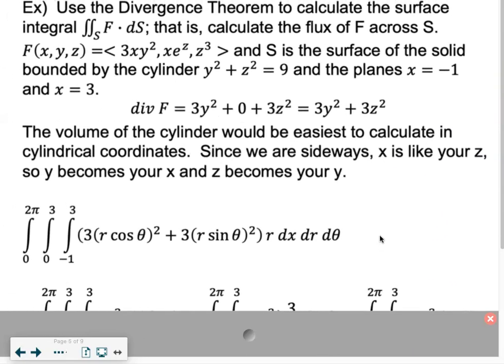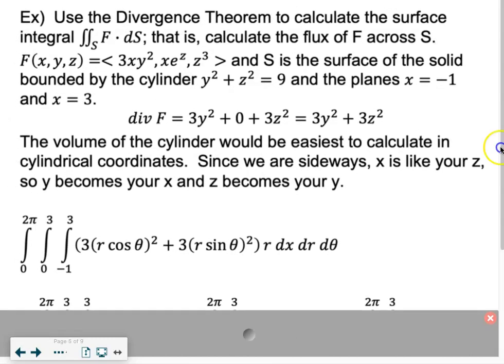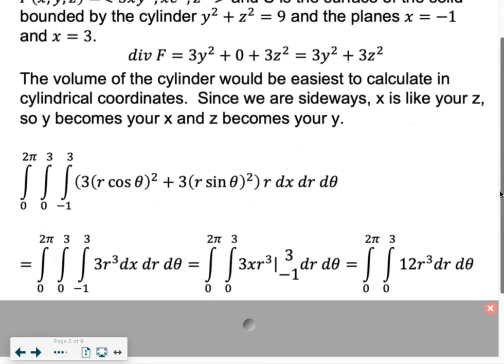Let's bring the problem back. This is me converting it all by hand to get to here: 3r squared, and here I did dx dr d theta. And then you just integrate.